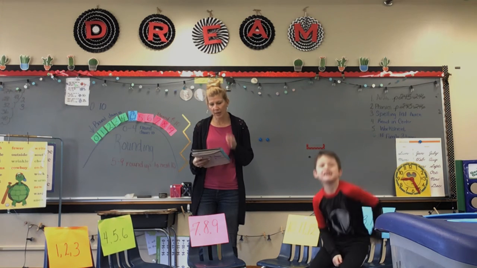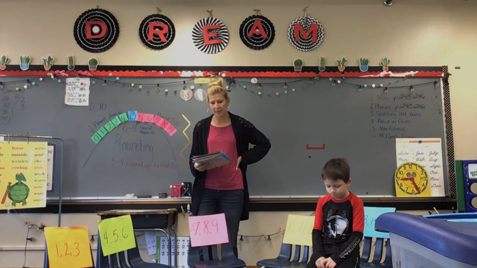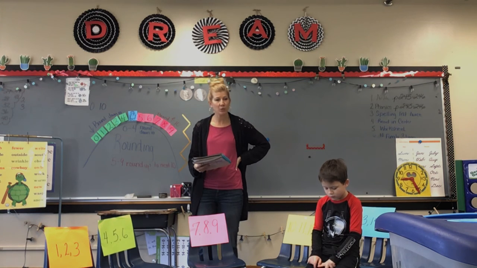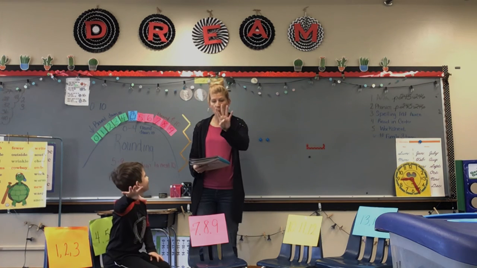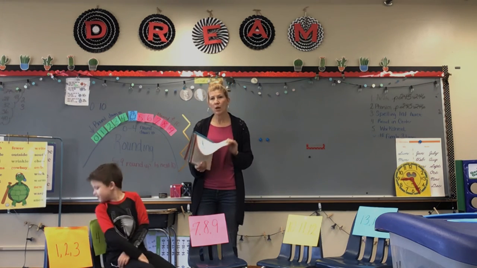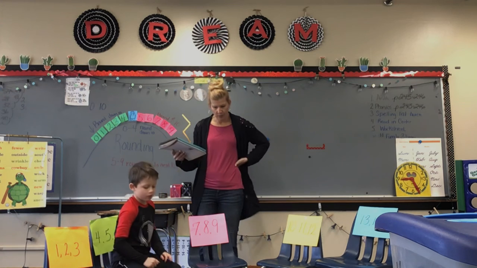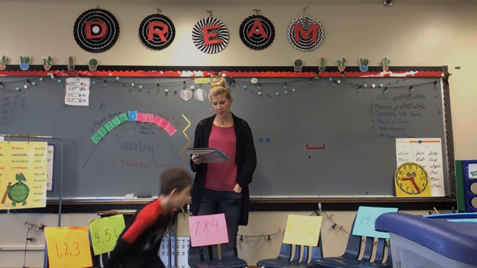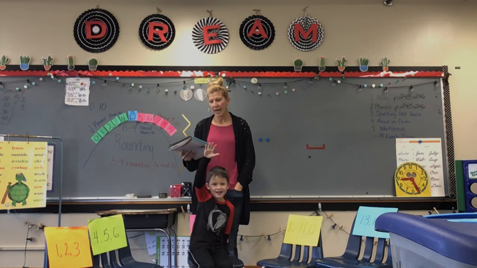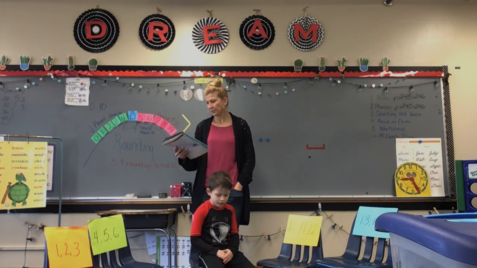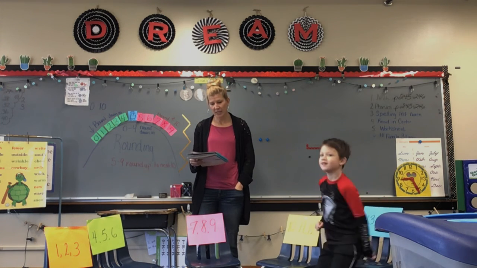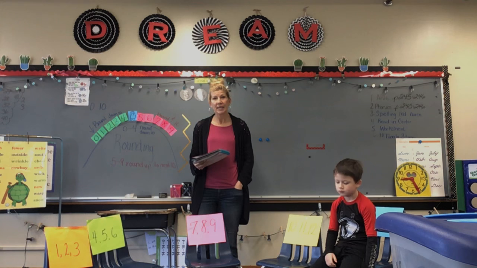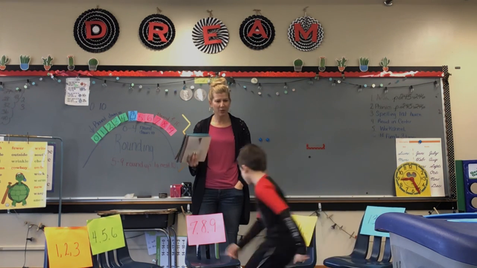Good job. Next one. 12 minus 8. 12 minus 8 equals. All right. The answer was 4. Next one. 3 plus 3 plus 3 equals. Good. 8 plus 6 equals. The answer is 14. 8 plus 6 is 14. And 10 times 1. 10 times 1 equals?